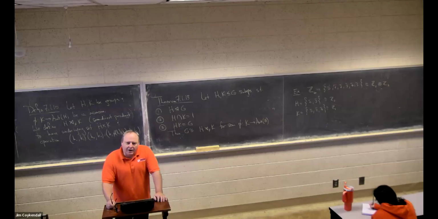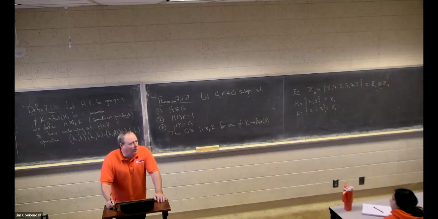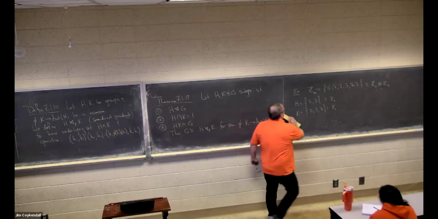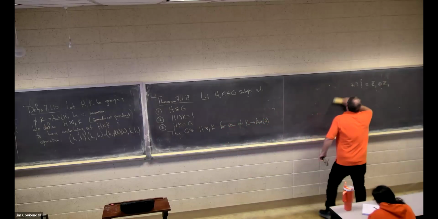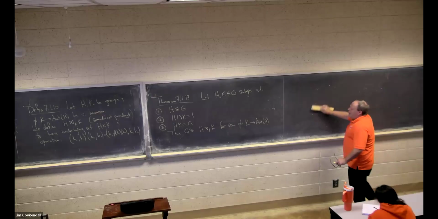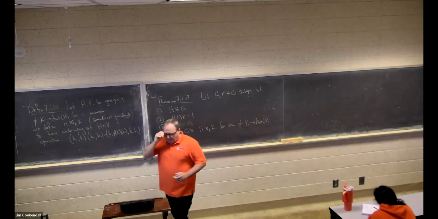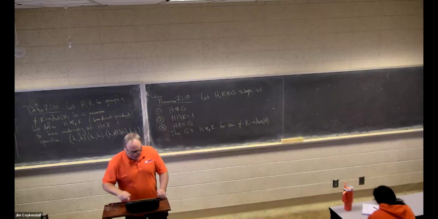So this is the condition. I gave you the conditions for a group to be a direct product of two subgroups. These are the conditions for a group to be a semi-direct product. I'm not going to prove this. In fact, you should probably do it yourself just for fun. But what I am going to do is take you through most of the details.